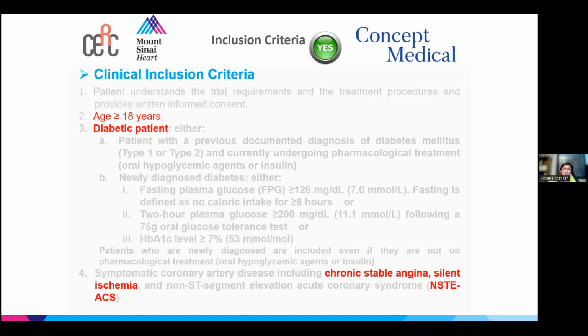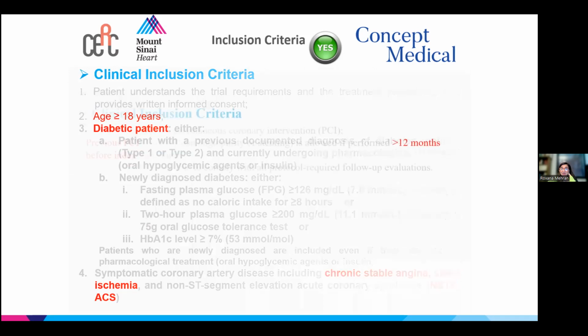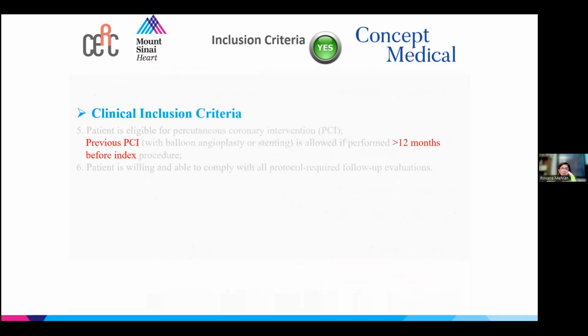we really want to make sure these patients do have diabetes. These are not pre-diabetic patients. These are diabetic patients with hemoglobin A1C levels greater than 7. We are including those patients with previous PCI only with balloon angioplasty if performed over 12 months after the index.